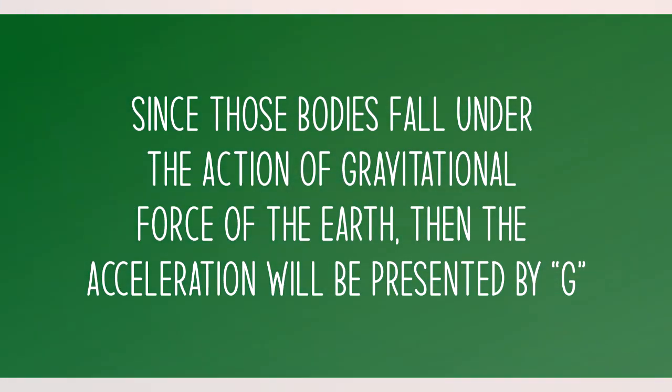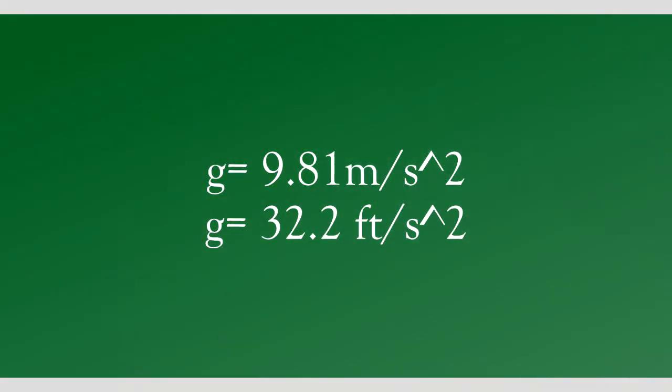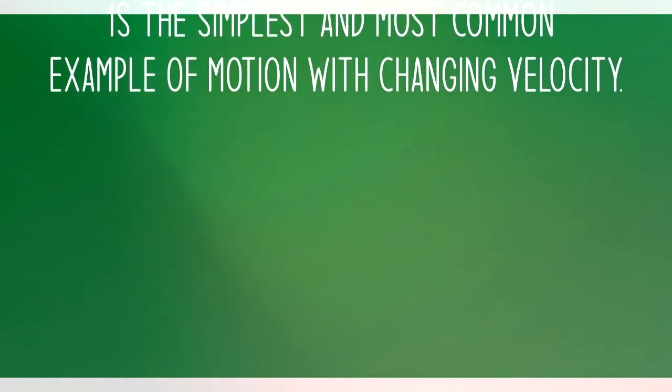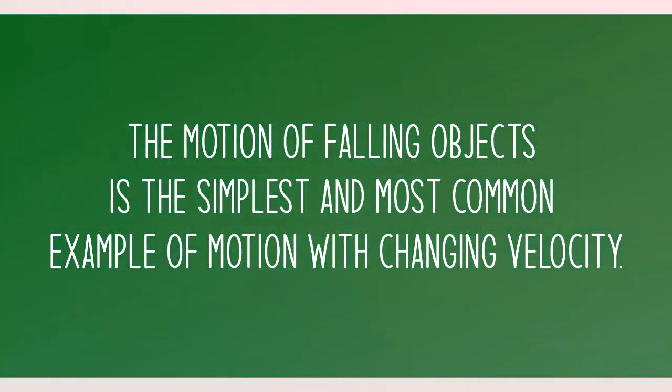Since those bodies fall under the action of the gravitational force of the Earth, the acceleration will be represented by g. g is equal to 9.81 meters per second squared or 32.2 feet per second squared. The motion of falling objects is the simplest and most common example of motion with changing velocity.